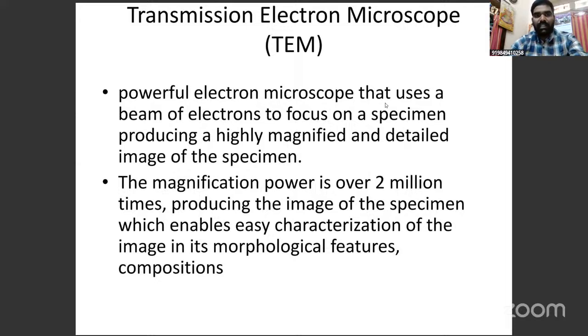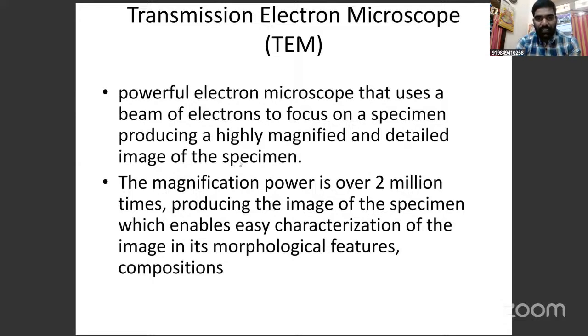It is a powerful electron microscope that uses a beam of electrons focused on a specimen, producing a highly magnified and detailed image of the specimen. So in the TEM, again we use a beam of electrons, which is focused on the specimen, and there will be a highly magnified, detailed image of that specimen.